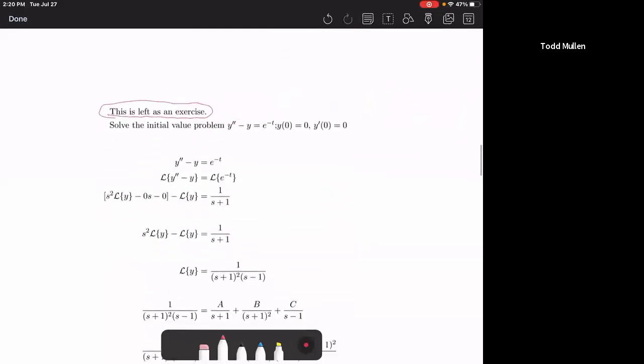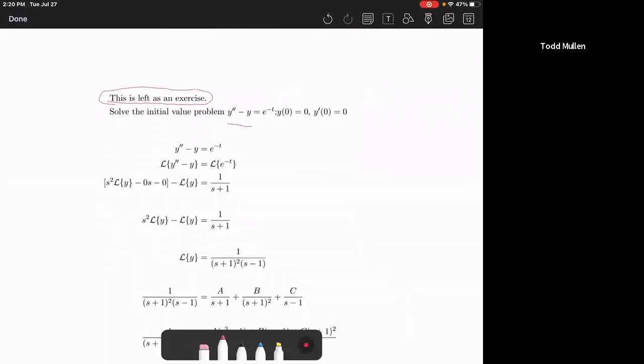Okay, next. Let's do it all again. Let's solve this initial value problem. Y double prime minus y is equal to e to the negative t, y of 0 equals 0, and y prime of 0 equals 0. So we'll take the Laplace transform of both sides, and then we'll break it up using our linearity. And we know that the Laplace transform of y double prime follows the same rules as before. It's s squared times the Laplace transform of y minus y of 0 times s minus y prime of 0. In this instance, they're both 0, so they're both going to cancel out.